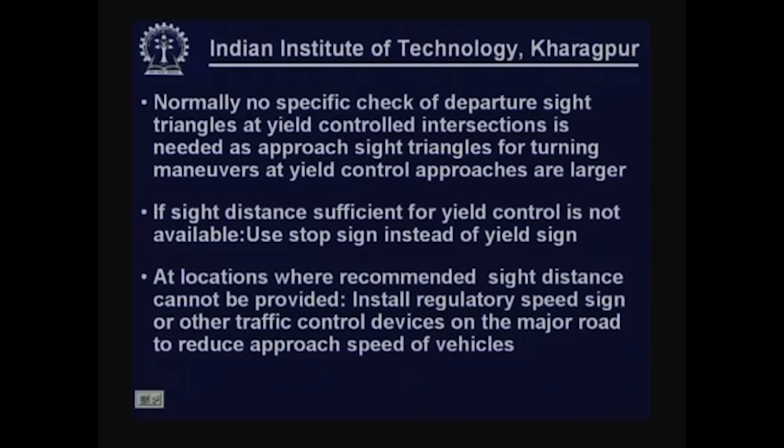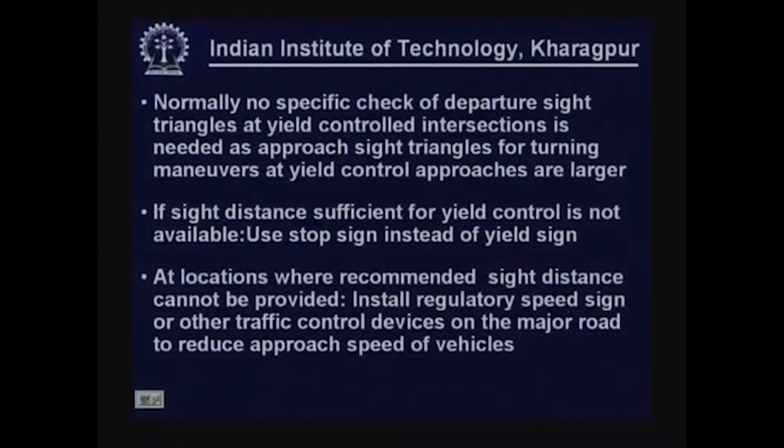If side distance sufficient for yield control is not available, then one may explore the possibility of using a stop sign instead of a yield sign, because then it will be a stop controlled intersection and the required side distance will be less as compared to a yield controlled intersection.